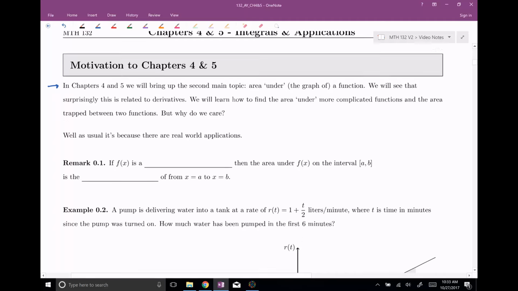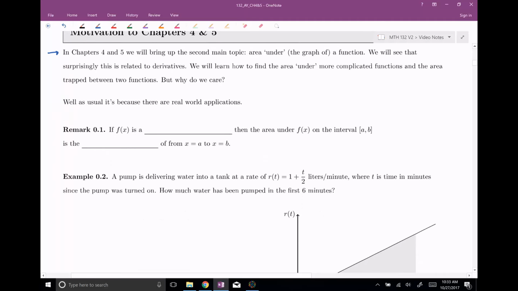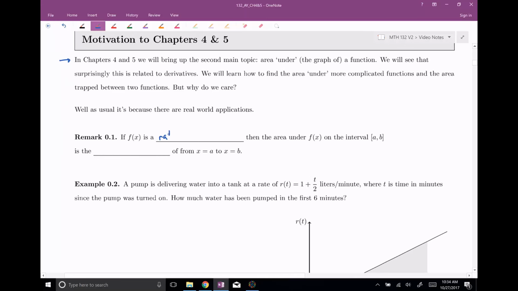So I want to talk to you a little bit about the applications of this here in this video. If f of x is a rate of change, a function that tells you something about the rate of change, then the area under f of x on some specified interval, we'll say from a to b, is going to be the total change from x equals a to x equals b.